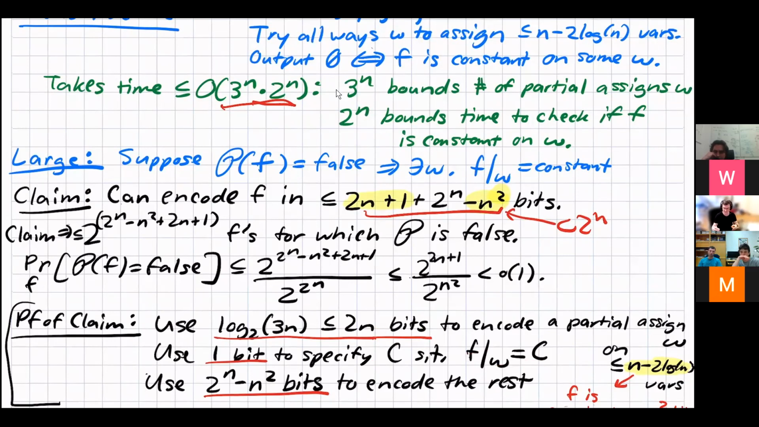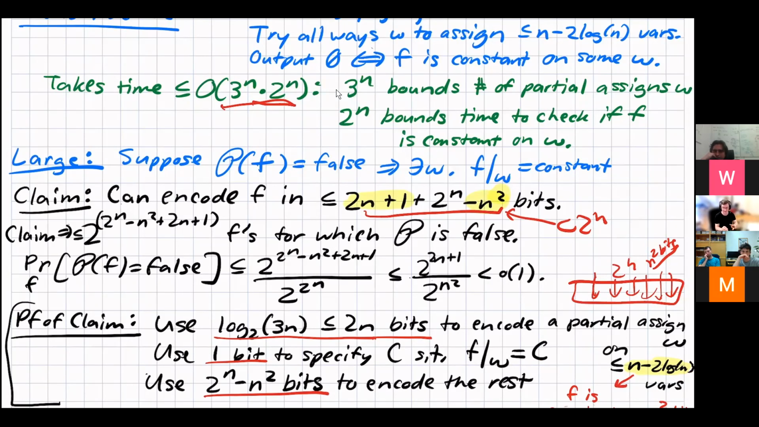So what I'm doing here is I've got the truth table of size 2 to the n. I'm telling you some partial assignment to set, and I'm telling you that on the remaining bits, where the remaining bits is 2 log n, it's a constant. So I'm just telling you that constant. And the point is there are n squared bits that are now determined. If I set all but n minus 2 log n variables, then the remaining truth table is of size 2 to the 2 log n. And so there's n squared bits left, but this 1 bit is describing its value. It's constant on that.